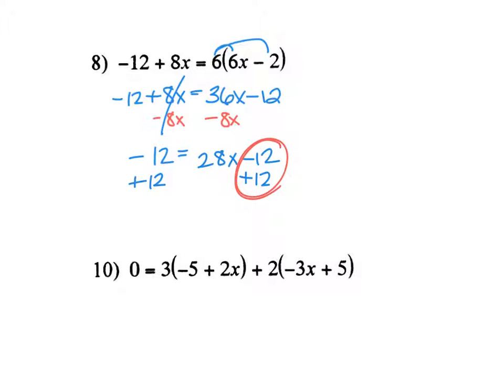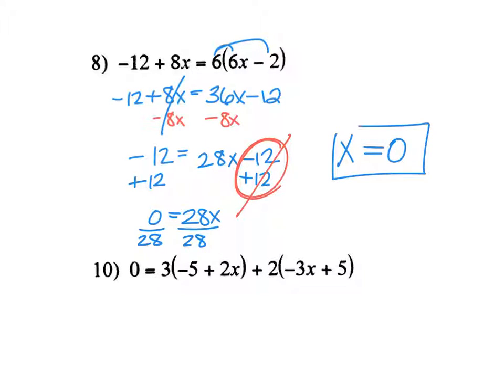Originally, I'm trying to eliminate this 12 over here. So those cancel, but you notice on the other side they cancel also. So you're left with 0 equals 28x. Now sometimes people think, oh, it's 0, so that's no solution. Well, there's still an x, so it cannot be no solution if there's still an x in the equation. So I'm going to divide by 28. And 0 divided by anything is just 0. So here my answer is x equals 0.